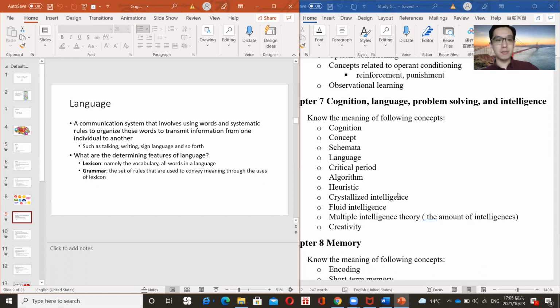And in that system, there are words, which are lexicon, and there are rules, which are grammar. So we need to use grammar to organize the words in certain ways so that we can understand each other. If we do not have a common grammar to communicate with, we cannot understand each other, even though we understand the words.